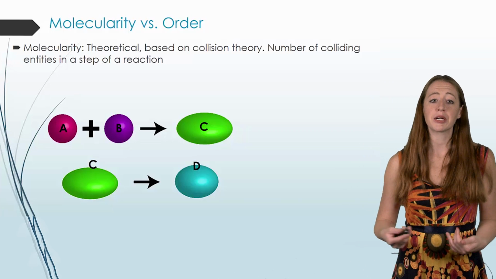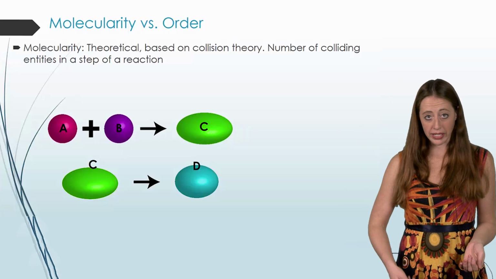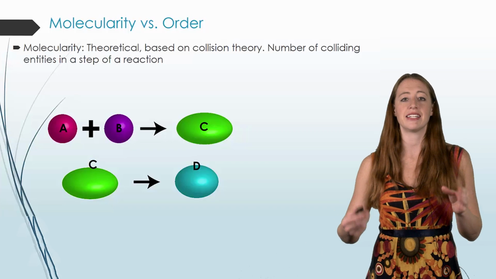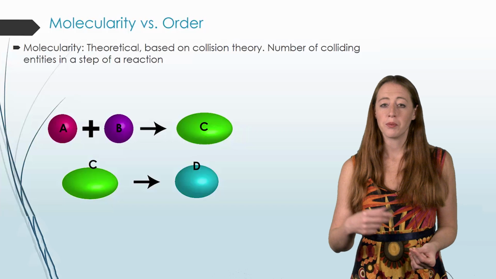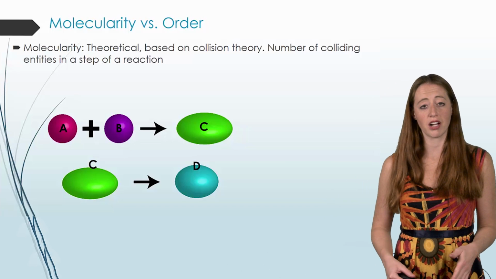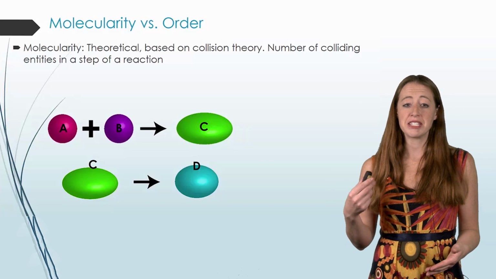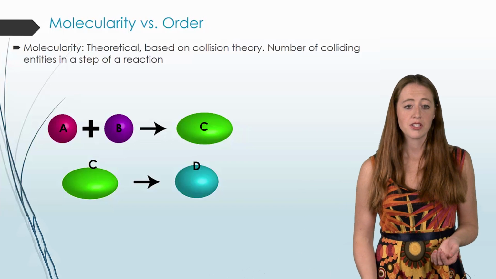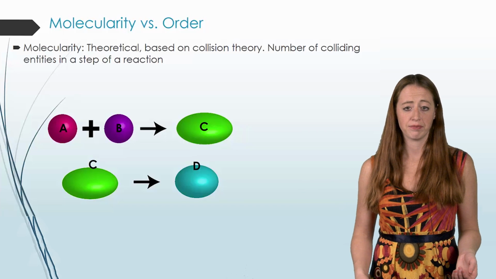So molecularity is the number of colliding entities that would be required in a given step. Notice I don't say a given reaction, I say a given step. We have multiple step reactions, which we've talked about. This would have a different molecularity for each step. So let's look at the examples I have here.